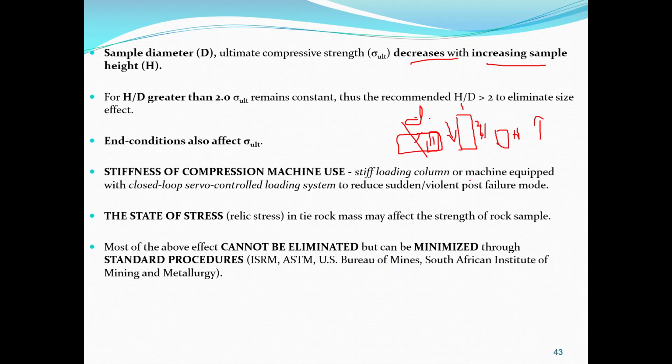A loading column or machine equipped with a closed loop servo control loading system can reduce sudden violent post-failure mode. This is very important, the equipment that we use. And then the state of stress, the residual stress in the rock mass, affects the strength of rock. It depends on the location of the rock samples, so normally it can affect the strength of rocks.